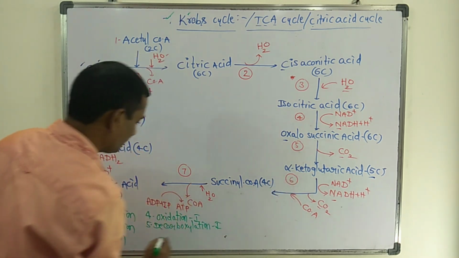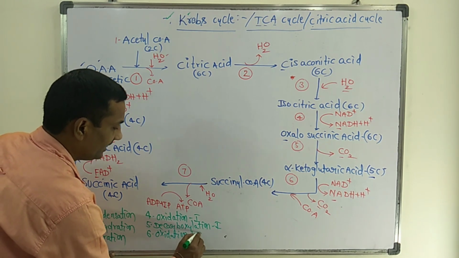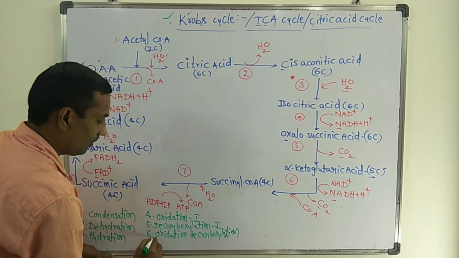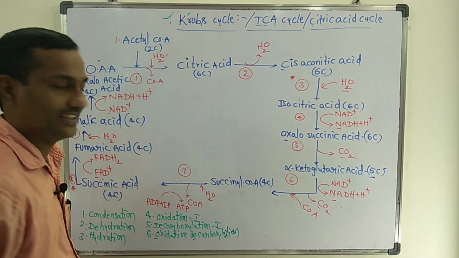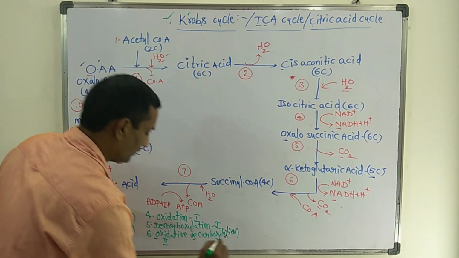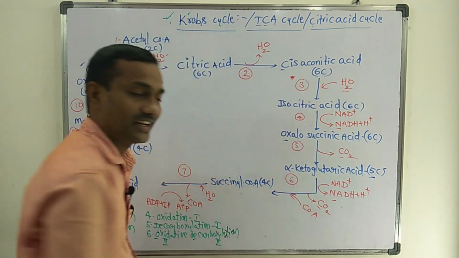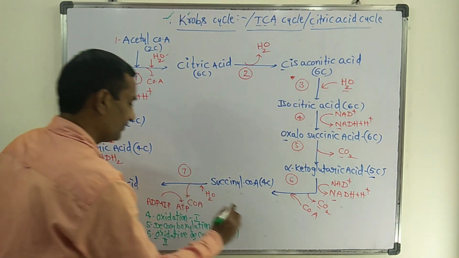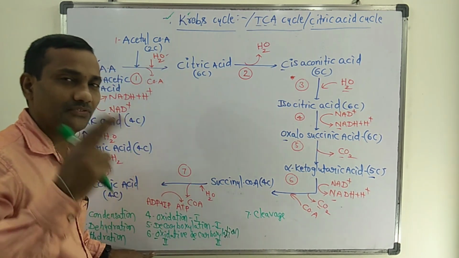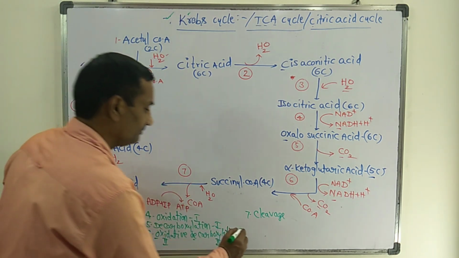Next, the sixth step is oxidative decarboxylation, because here oxidation occurs and decarboxylation occurs. So this is the second oxidation and also the second decarboxylation of the Krebs cycle. Next, the seventh step is known as cleavage, because of the splitting of this compound. That is otherwise known as the cleavage step.